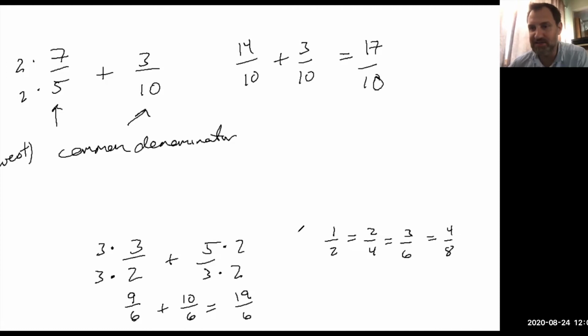Subtraction is exactly the same. It's not a different process. It's the same thing. I need to find a common denominator so that I can bring the two things together. All right? Let me give you a couple practice problems here, just in case you have any questions.